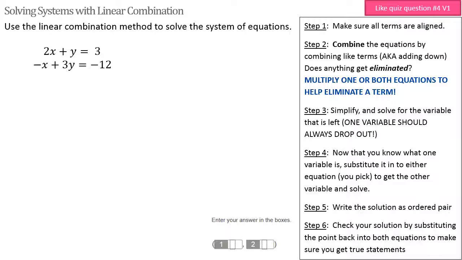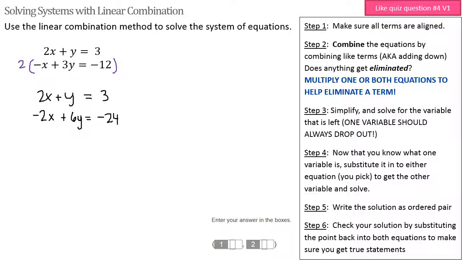So we have some choices here. We could choose to eliminate the x, or we could choose to eliminate the y. I want to eliminate the x, and the reason why I want to do that is because I already noticed that one of them is positive and one of them is negative. If we multiply the bottom equation by a positive 2, on the top we have 2x plus y is equal to 3. And on the bottom, now we have negative 2x plus 6y is equal to negative 24. So remember, we just distribute that 2 to every term in our second equation.